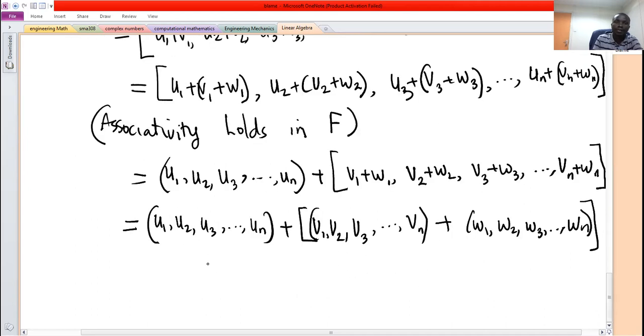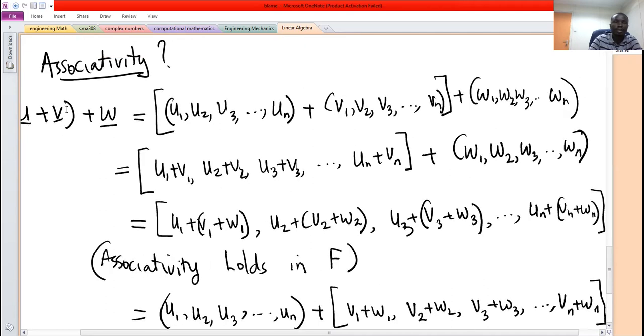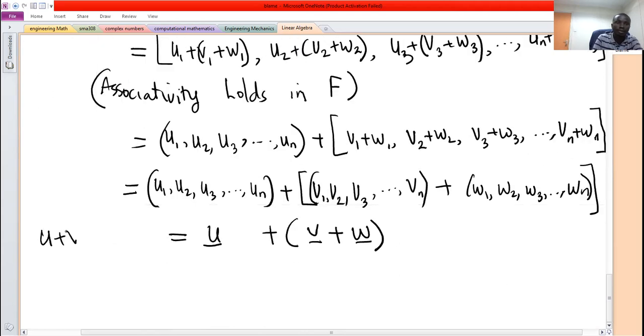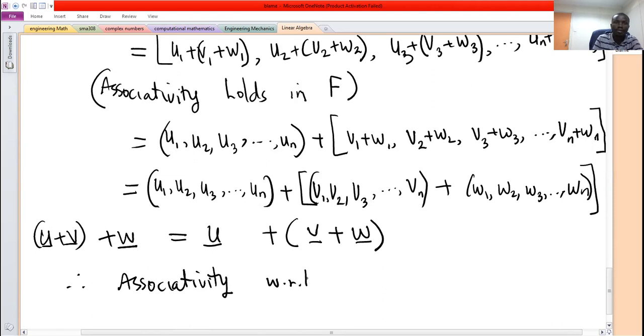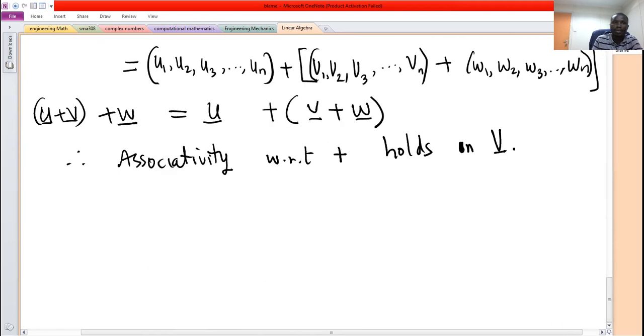Now clearly, this is vector u, and here we have this vector v, and this other one is vector w. And remember, we started with saying that in brackets u plus v, close brackets plus w. So this was u plus v plus w. So you see, this one shows that associativity holds. So therefore, associativity with respect to addition holds in V. So that's the third property.